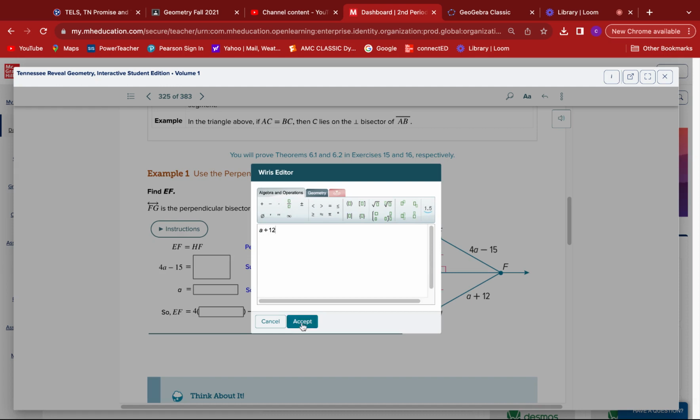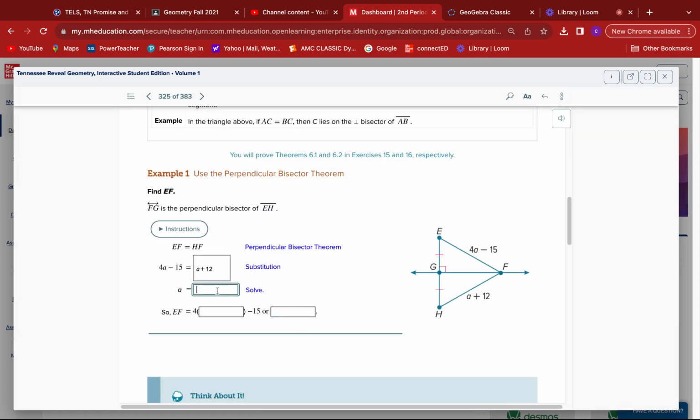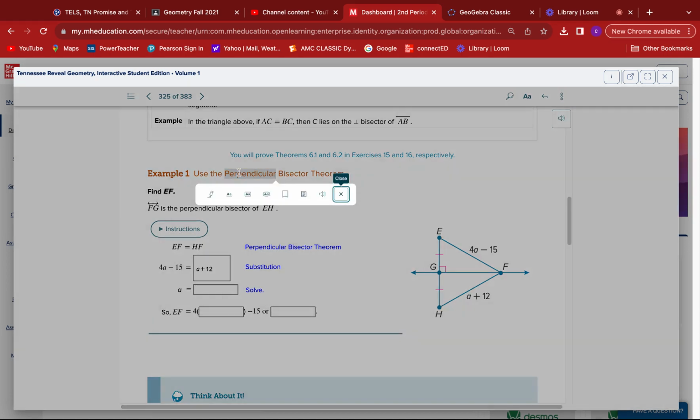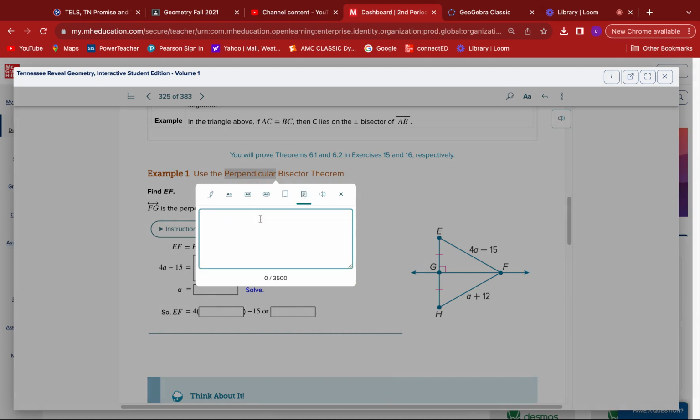I don't particularly like that it makes us solve all in one, but okay, so subtract A to the other side, add the 15 to the other side. Tell you what, I'm going to do it for my visual people, or my teacher notes are on. Make it easier for my visual people. All right, so 4A minus 15 equals A plus 12.